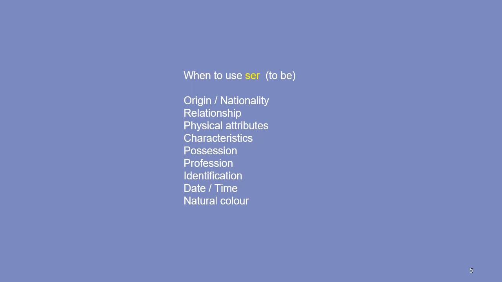So when do we use ser, to be? Origin, nationality, relationships, physical attributes, characteristics, possession, profession, identification, date or time, and natural color.